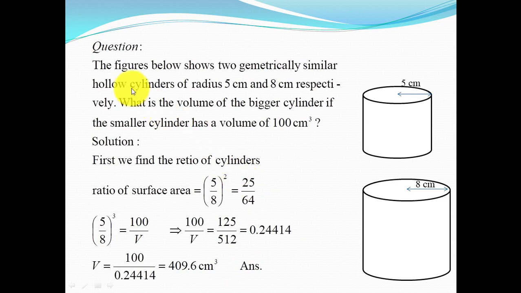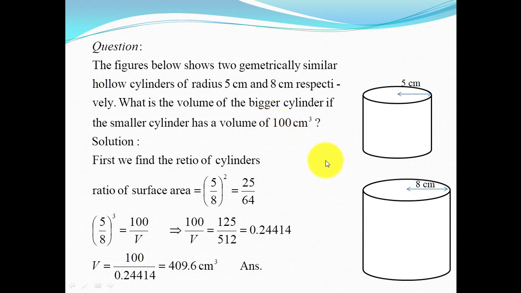It is very easy. The figure below shows two geometrically similar hollow cylinders of radius 5 and 8 centimeters respectively. So this one is a cylinder, and this one is a cylinder. Its radius is 5 centimeters, its radius is 8 centimeters. What is the volume of the bigger cylinder? We have to find the volume of the bigger cylinder. Each smaller cylinder has a volume of 100 centimeter cube. In the statement, the volume of the smaller cylinder is given as 100 centimeter cube.